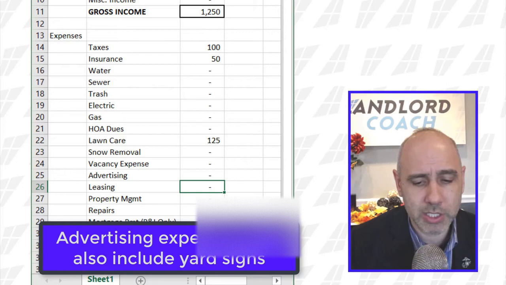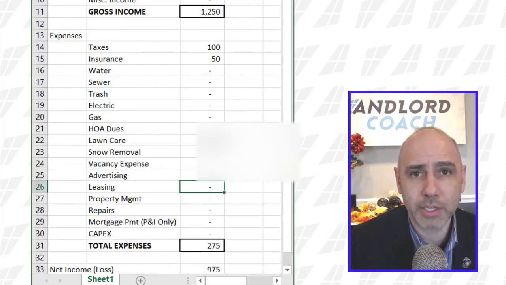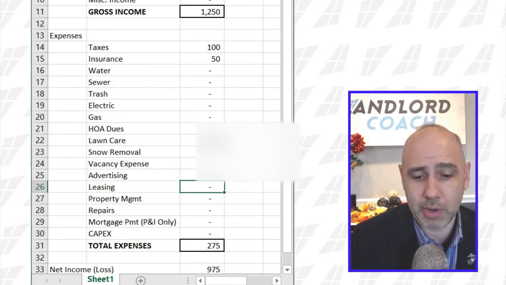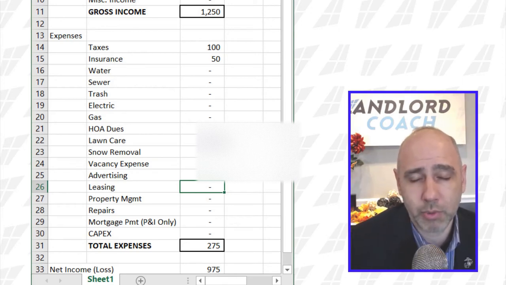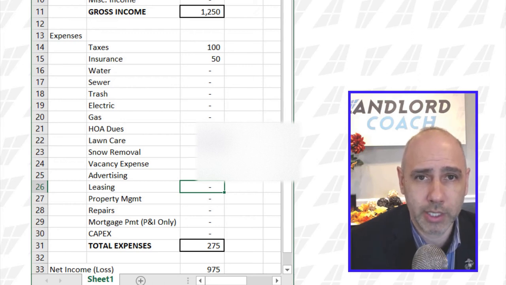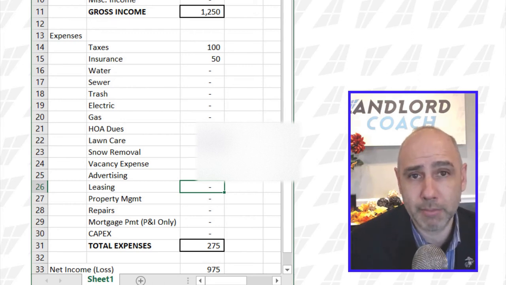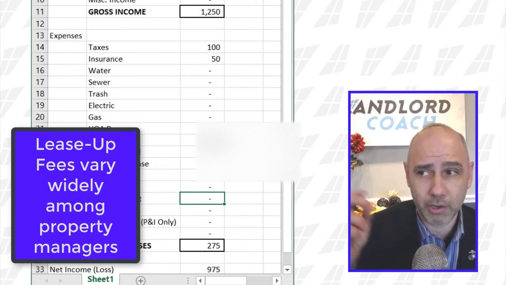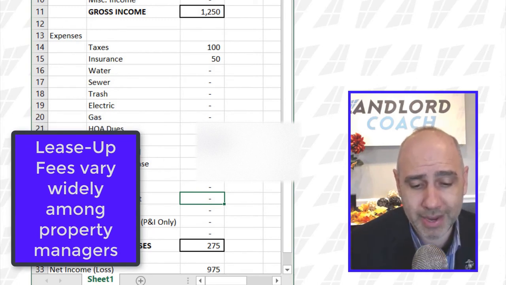A leasing expense would be something where you are paying someone else, possibly, to show the property and then pay a leasing fee for getting the property leased up, basically paying for a signed lease. So if someone gets a signed lease, I would have to pay, say, half a month's rent, or whatever you could negotiate, as a leasing fee. Lots of property management companies do charge a lease up fee. So you may want to also calculate that in the amount of the property management fee.